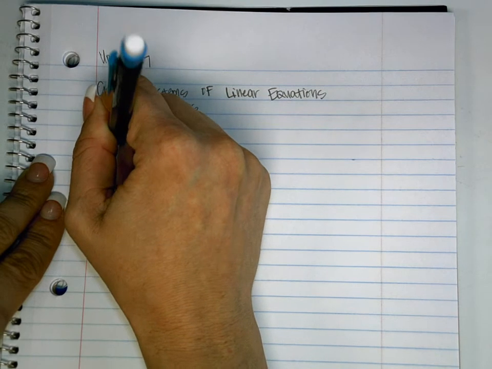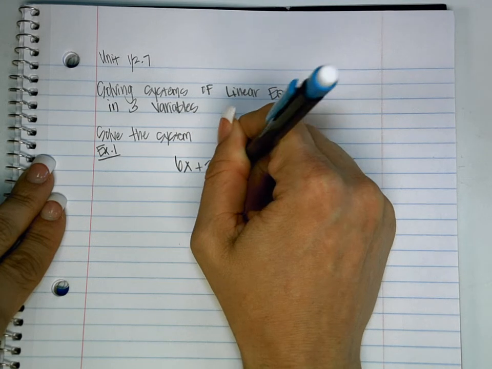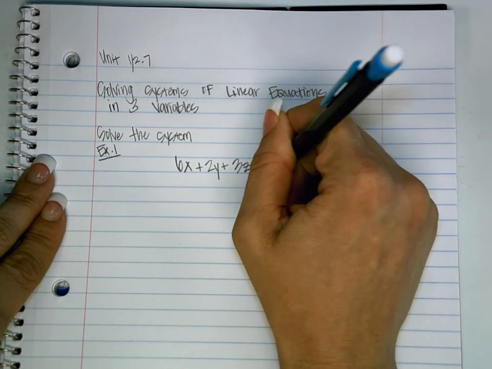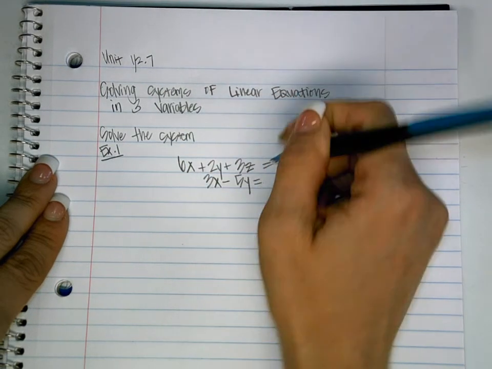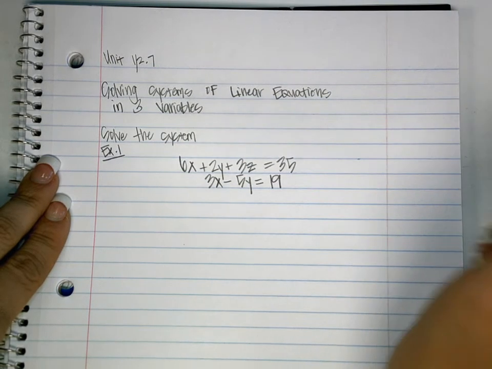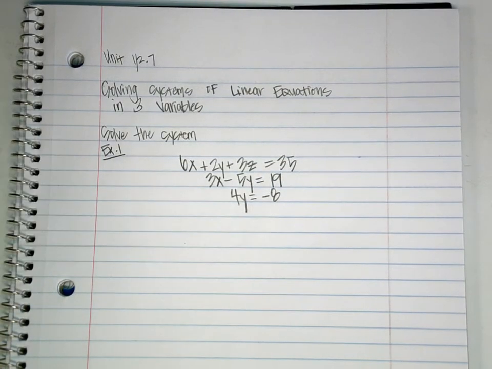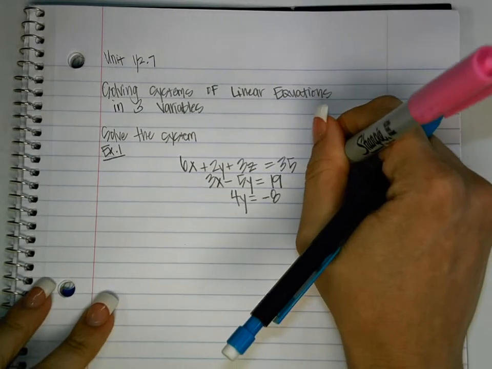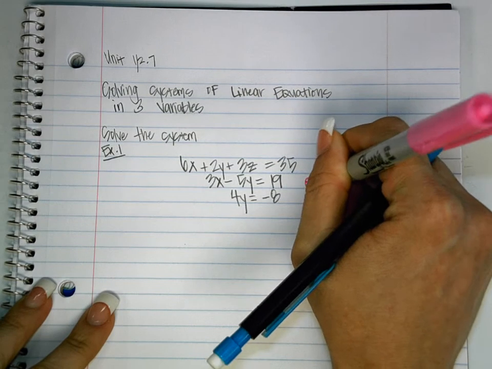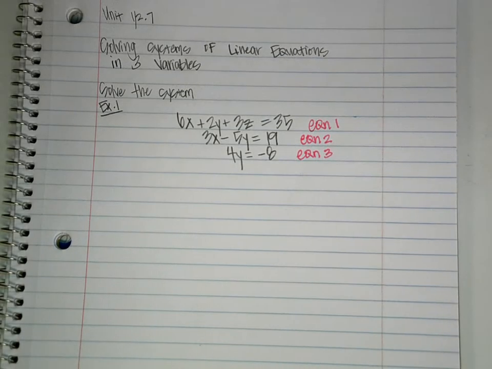Okay, for number 1, I'm going to give you the systems of equations. 6x plus 2y plus 3z equals 35. The equation 3x minus 5y equals 19. And the equation 4y equals -8. The first thing we want to do is I want you to label your equations. So just write equation 1, equation 2, and equation 3. There's so many equations that it helps to label them.